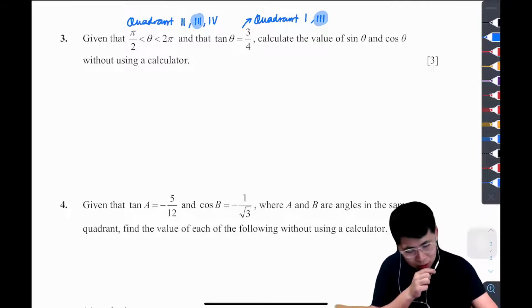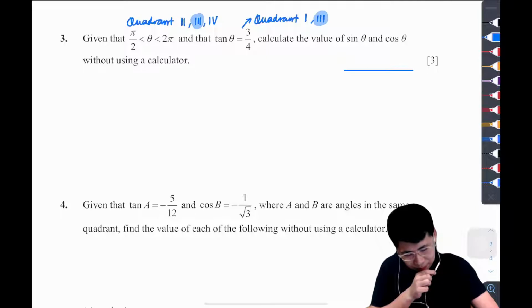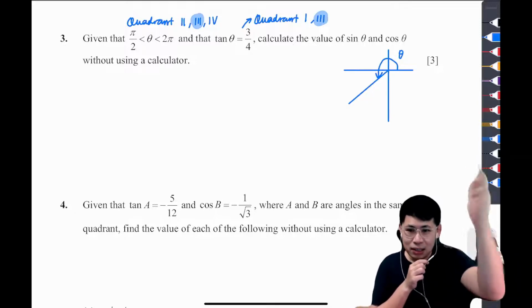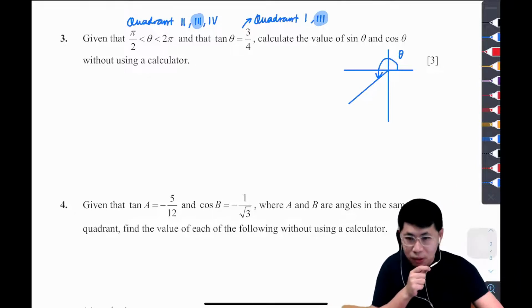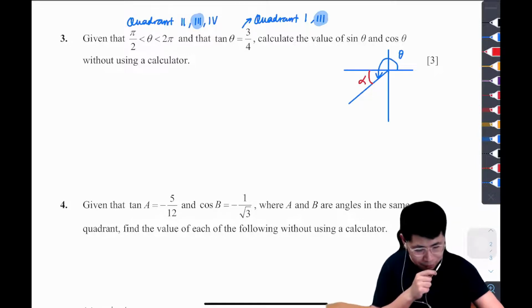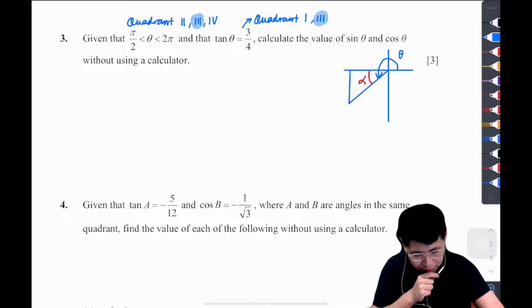Okay, so let me draw out an angle in quadrant 3 and then we see what to do with it later. Okay, so we have this angle over here. So this big angle is theta, right, from the east, this big angle is theta. Then from the horizontal line, the basic angle is alpha. Okay, so let me draw out the right angle triangle over here.